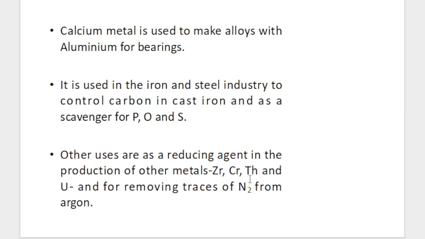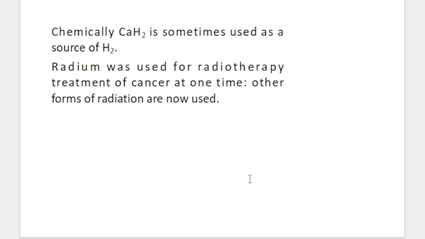Calcium metal is used to make alloys with aluminium for bearing. It is used in the iron and steel industry to control carbon in cast iron and as a scavenger for phosphorus, oxygen, and sulfur. Chemically, calcium hydride is sometimes used as a source of hydrogen. Radium was used for radiotherapy treatment of cancer at one time. Other forms of radiation are now used.